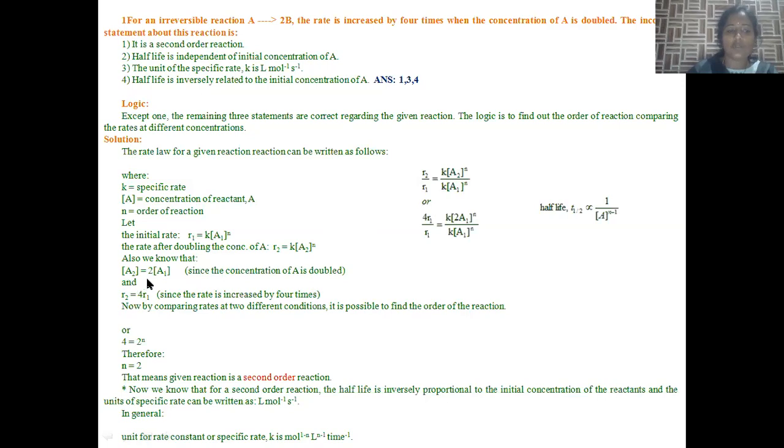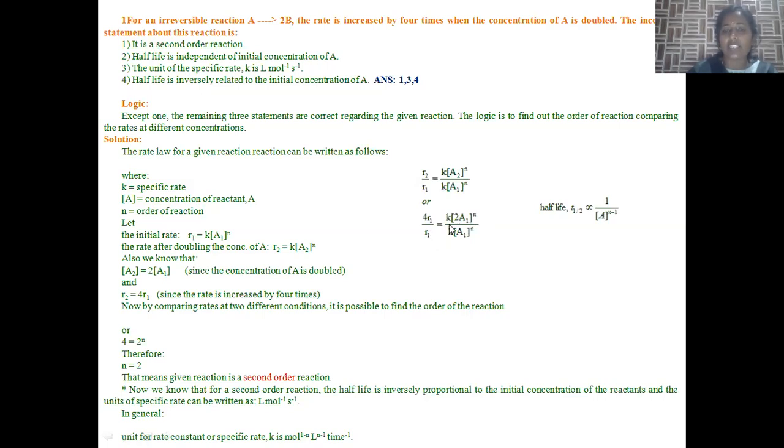When we take the ratio between rate 1 and rate 2, R2 by R1 is given as K into A2 to the power n by K into A1 to the power n. We can substitute these values. R2 is equal to 4R1, so 4R1 by R1 is equal to K into A2, which is 2A1, K into 2A1 whole to the power n by K into A1 to the power n. Here R1 gets cancelled, K gets cancelled, and A to the power n gets cancelled. Only 2 to the power n remains, and on the left 4 remains because R1 gets cancelled.